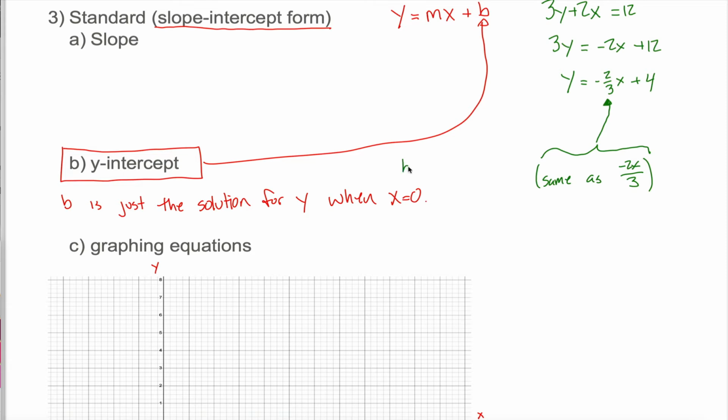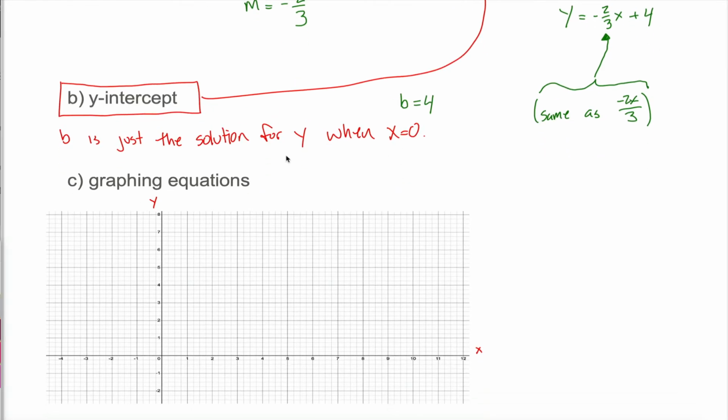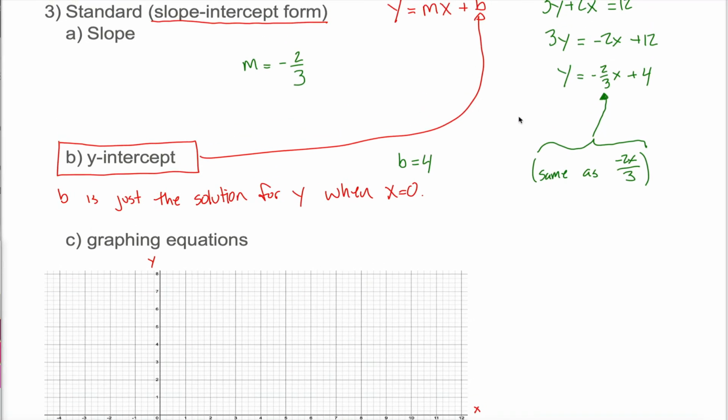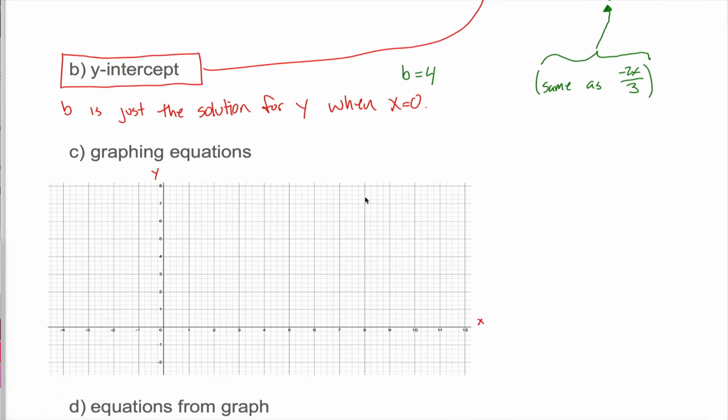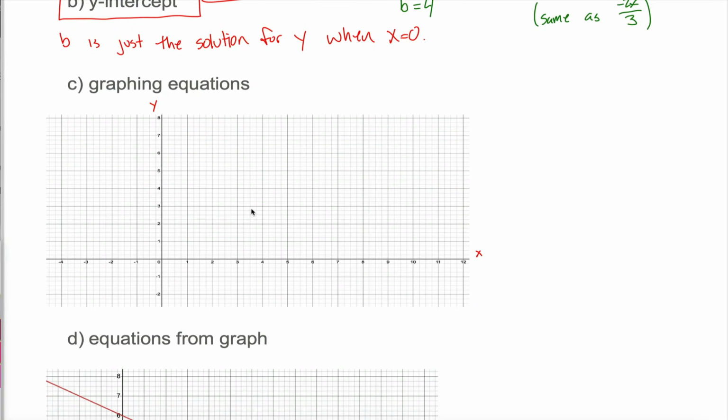So my value of b is equal to 4, and my value of m is equal to negative 2/3. Because the value of b equals 4, I know that the y-intercept must be equal to 4. I know that a solution pair happens when x equals 0 and y equals 4. So later on when I want to come up with my graph, I better make sure my graph goes through this point right here that has an x-coordinate of 0 and a y-coordinate of 4.